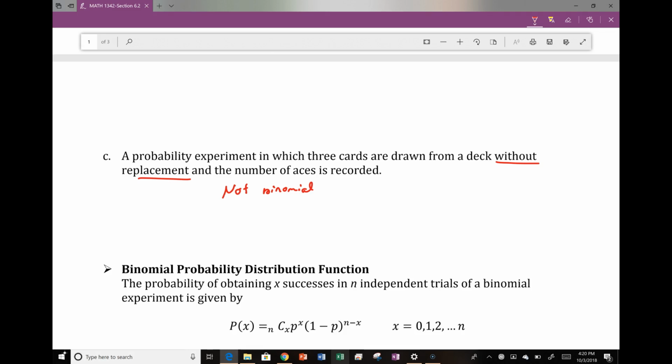So I'd highly recommend you look at some of these, try to identify whether each is binomial or not, and also see if you can identify its probability. And let me know if you have any questions.